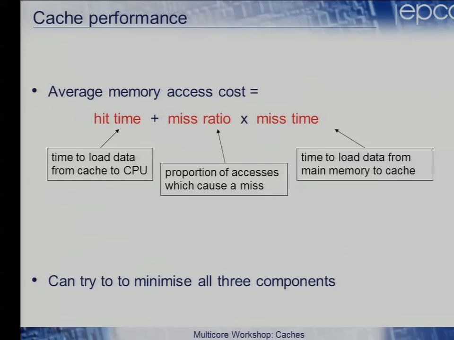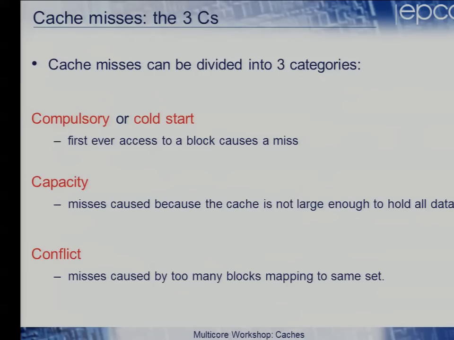You're going to try and obviously minimize all three, but the main point is this is very, very high. The miss time, actually loading data from main memory, is very expensive. And as a programmer, you can only affect this. This is the thing that you have to try and target as a programmer. The hardware people can address the others, but the programmer can try and make sure that your data is cache resident. So the three C's, the three reasons you get cache misses, are compulsory or cold start. This is unavoidable. The first time you ever access a block, you've got to load it into memory.